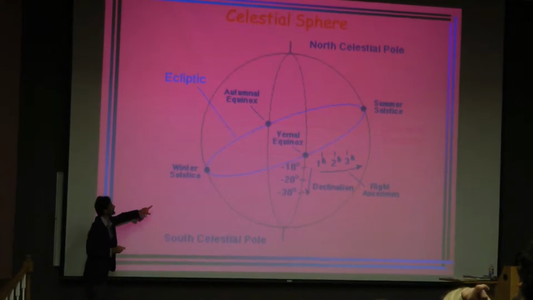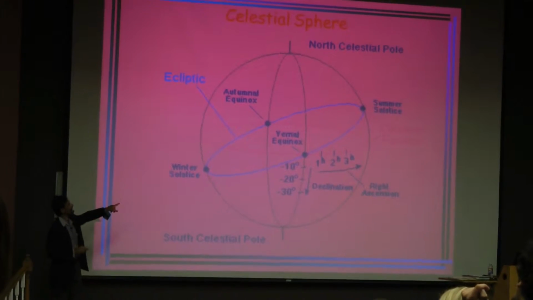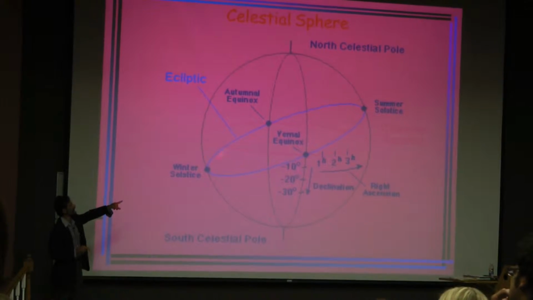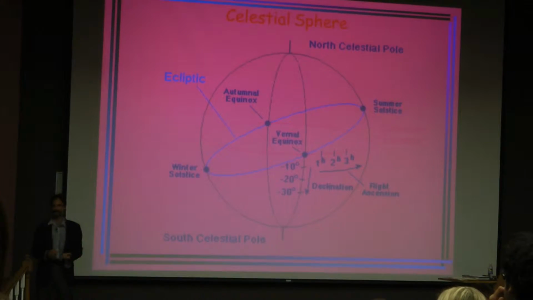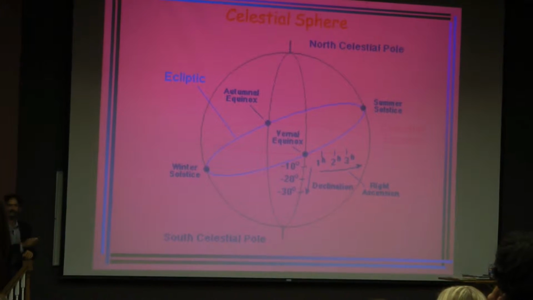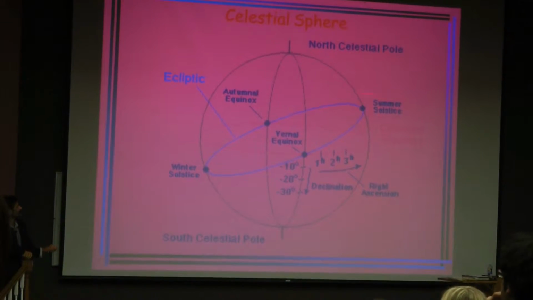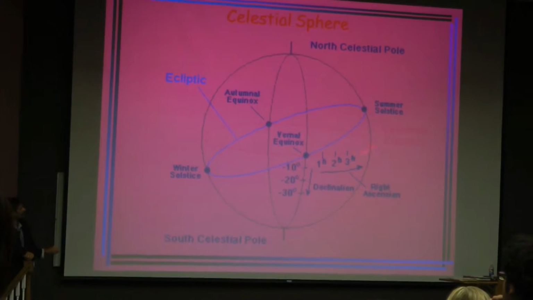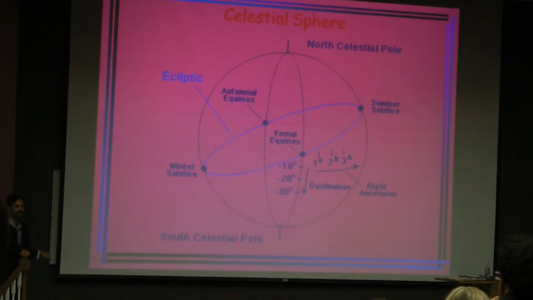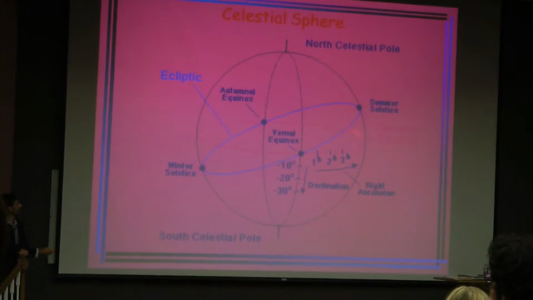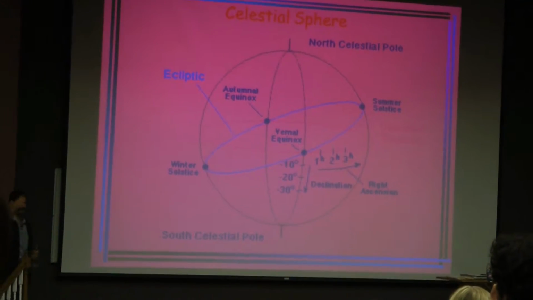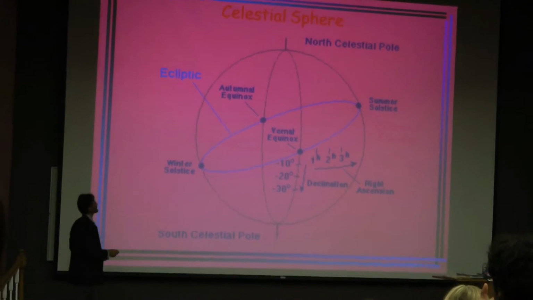Now here we have the ecliptic, which again is the path of the sun. The reason the ecliptic plane is tilted is because of that 23.5 degree tilt. If it wasn't for that tilt, this blue ecliptic curve would just be exactly the same as the celestial equator curve, and the sun would not be changing its excursion through the celestial sphere.